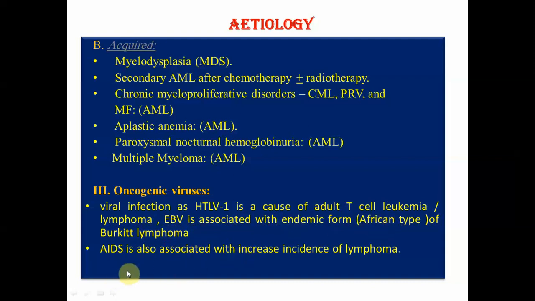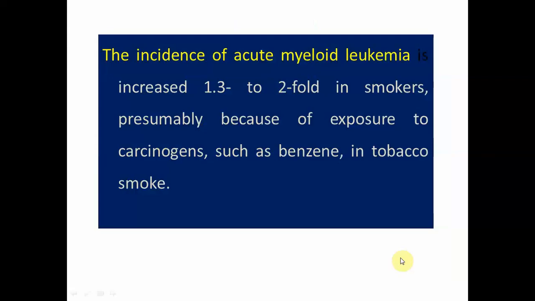AIDS, which is caused by HIV, human immunodeficiency virus, is also associated with increased incidence of lymphoma. This is information for you: the incidence of acute myeloid leukemia increases about 1.3 to 2-fold in smokers, presumably because of exposure to carcinogens such as benzene and tobacco smoke.